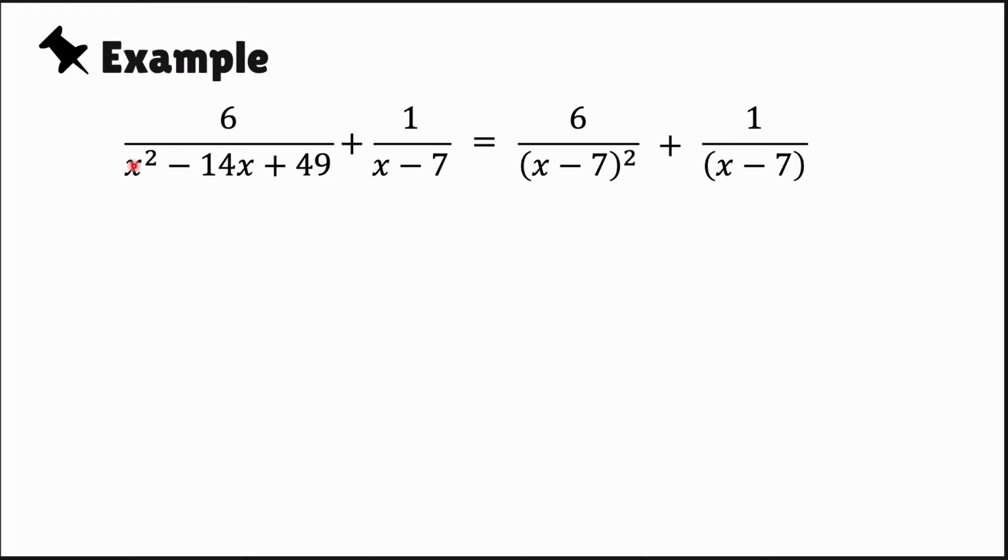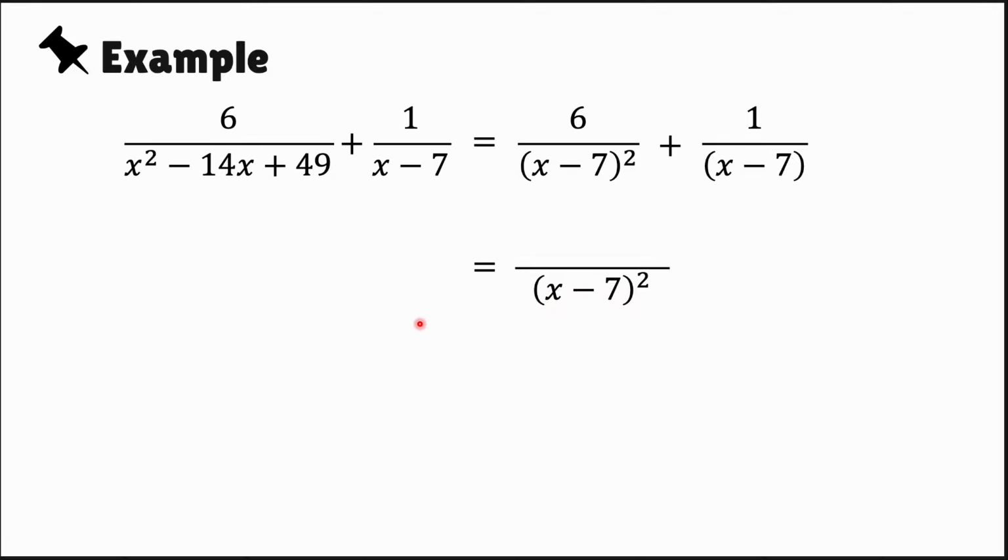Again, the first fraction, we just factorized our denominator. So the denominator is x minus 7 quantity squared. Now, we have to find the LCM. Earlier, you remember that if we have 4 and 2 as the denominators, we get 4, right? Because that is the one with the higher power. We apply this here as well. So both of them is x minus 7, but the one with the higher power is this, so squared. So that's our LCM. And if that is our LCM, that is also our denominator.